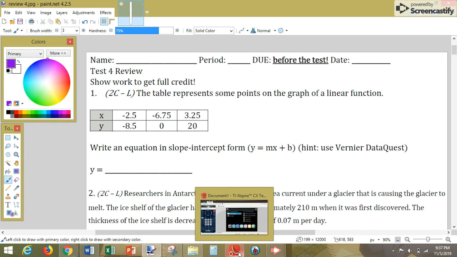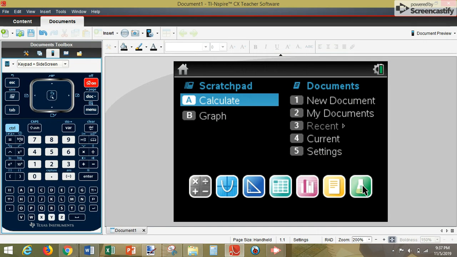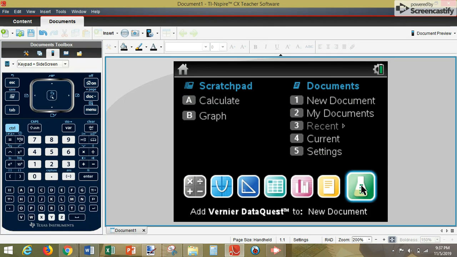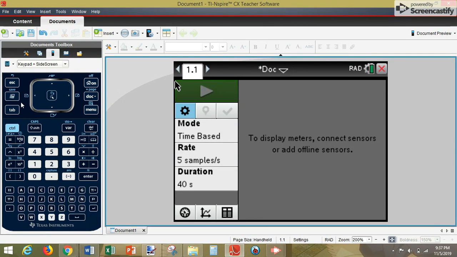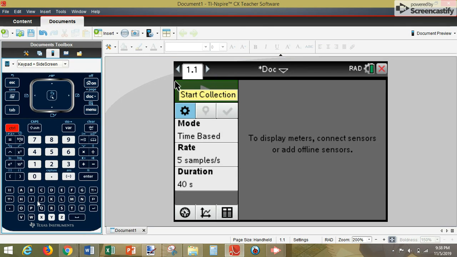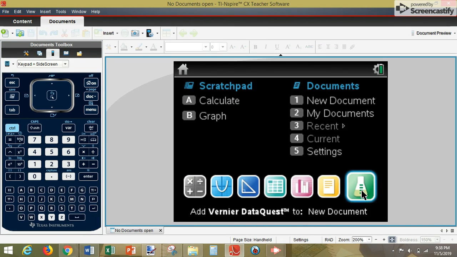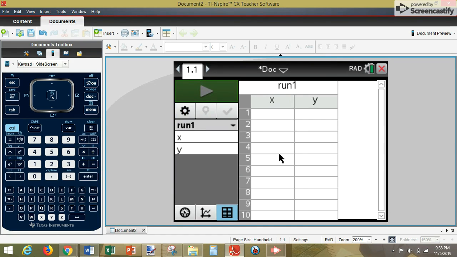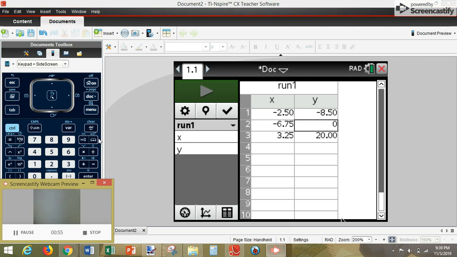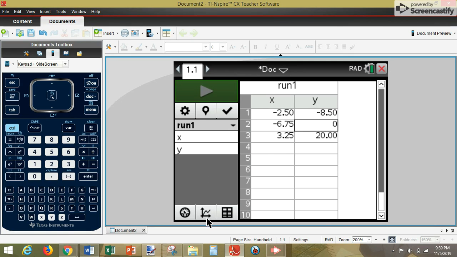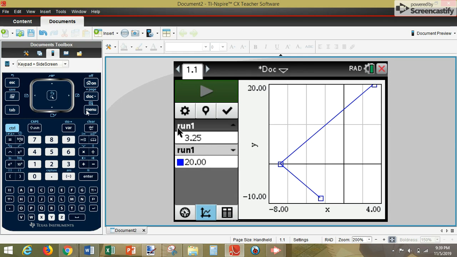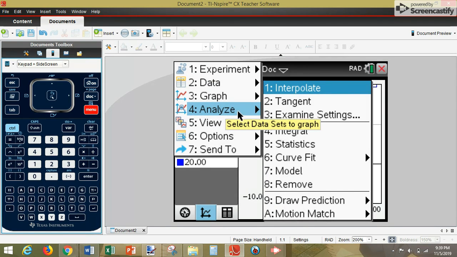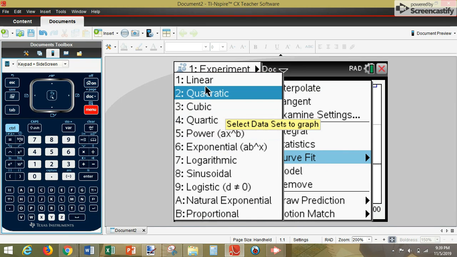So you're going to go to your calculator, click the green beaker. Let's clear out any tabs that we may have open. Press Control W. Click the table, put the x values into the x column, put the y values into the y column. After you're done with that, click the middle icon that has a graph. Click Menu, 4 Analyze, 6 Curve Fit, 1 Linear.